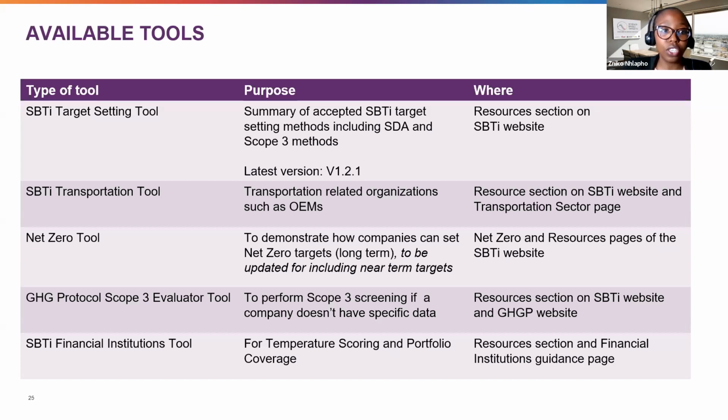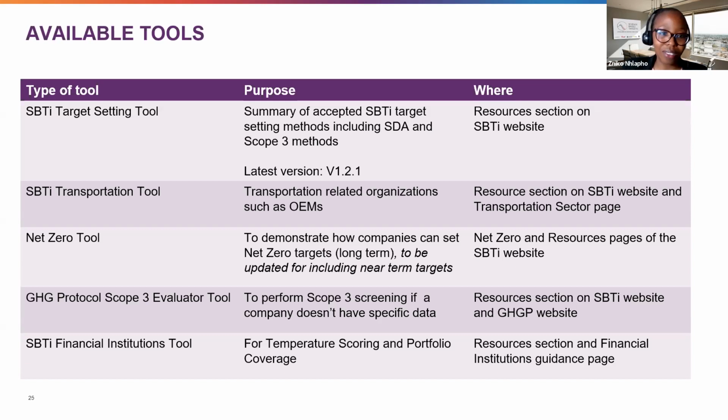So this is a GHG Protocol developed tool, and it's commonly used by companies to perform their Scope 3 screenings, which is quite necessary, and it's a necessary step in preparing science-based targets for Scope 3 specifically. And then lastly, we have the SBTi Financial Institutions tool.